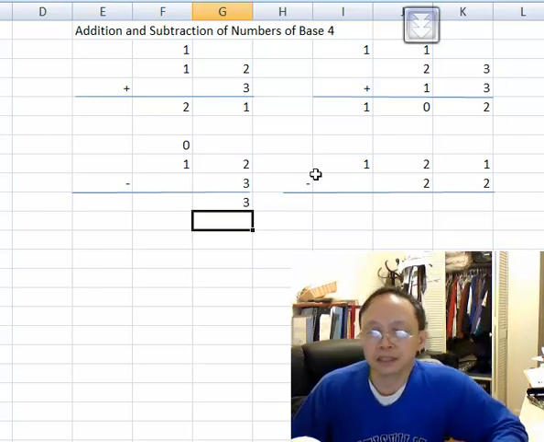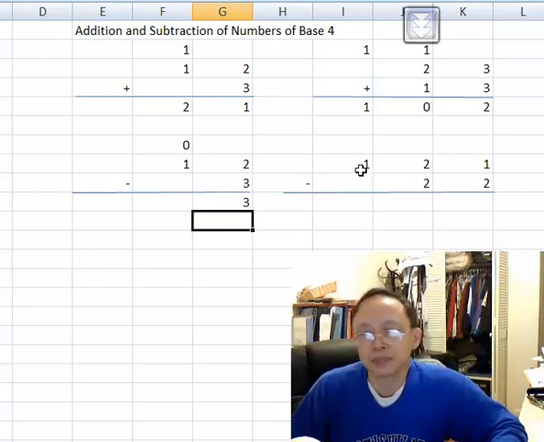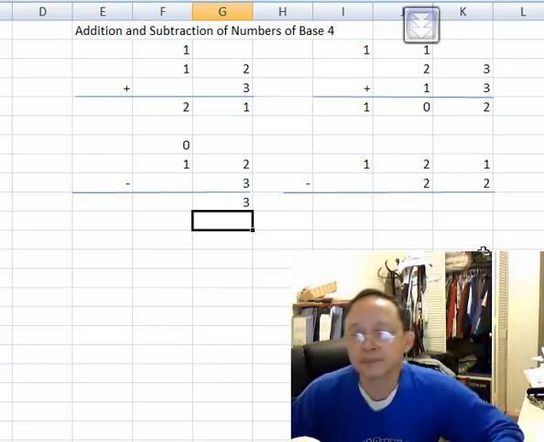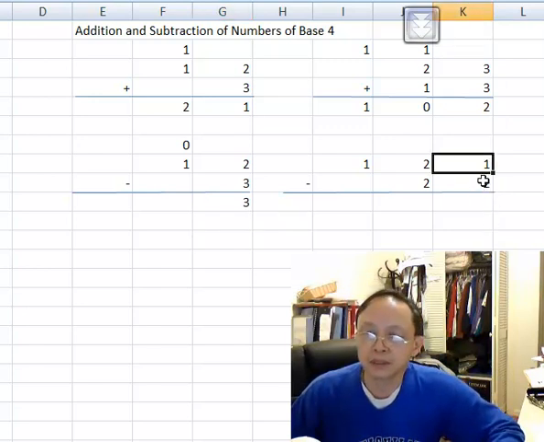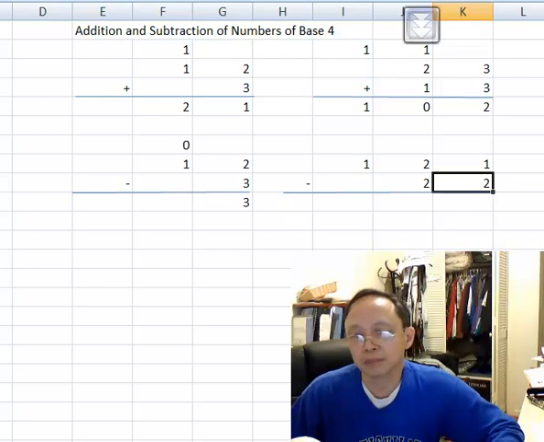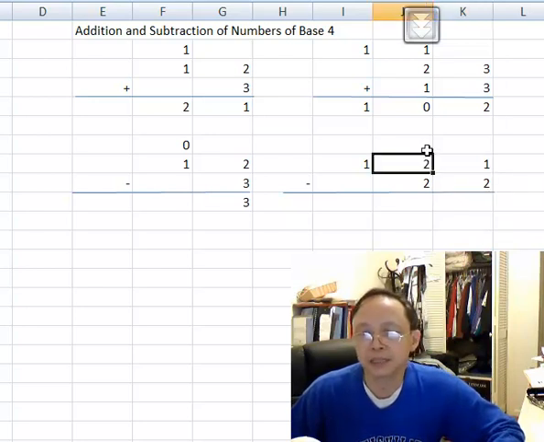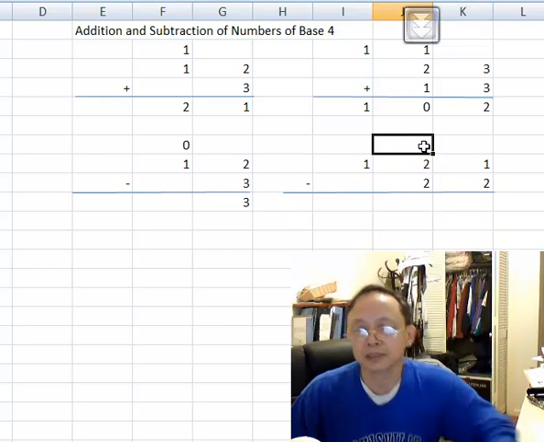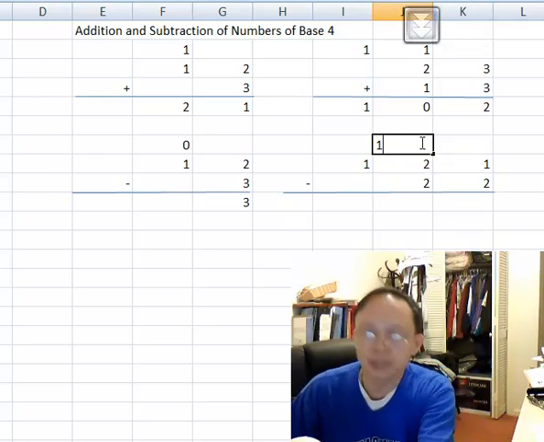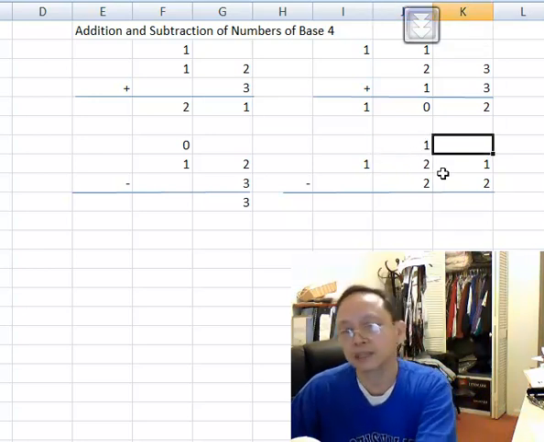Now let's look at the second example. Suppose we have 1, 2, 1 minus 2, 2. These two numbers are base 4. So 1 is smaller than 2, so we borrow 1 from the left hand side. So the 2 becomes 1. And then we get 1.